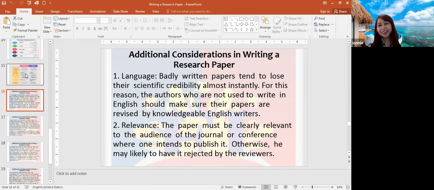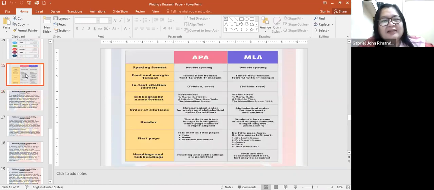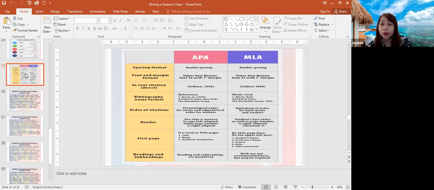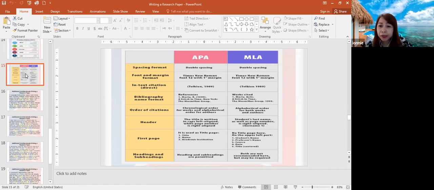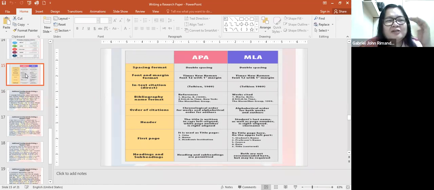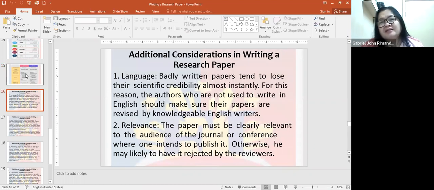Okay. So we're done. We will be using APA. Yes, we'll be using APA, all of us. All right. And then we have discussed all the significant parts of the research work. And then we will use APA. And then you will start working on your instrument. Now, as you go along with your paper, these are additional considerations that you have to remember.